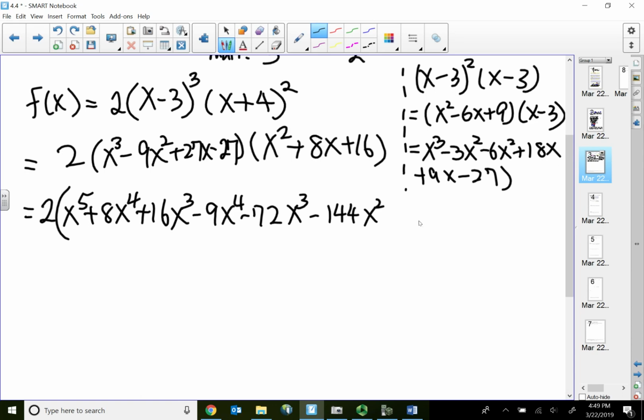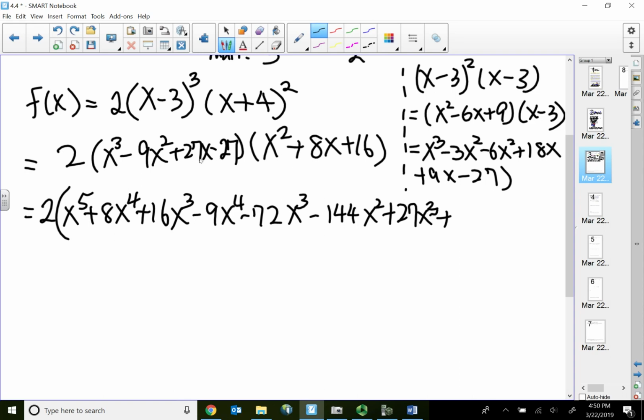Ooh, this is going to be long. 27 times x squared is 27x squared. 27x times positive 8 is positive. Oh, I messed up already. 27x times x squared is 27x to the 3rd. Make sure I didn't mess up my exponents real quick. Then negative 9 to the 3rd to the 4th. Yep. 5, 4, 3. 5, 4, 3. 4, 3, 2. 4, 3, 2. Yep.